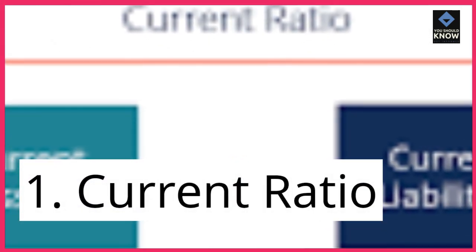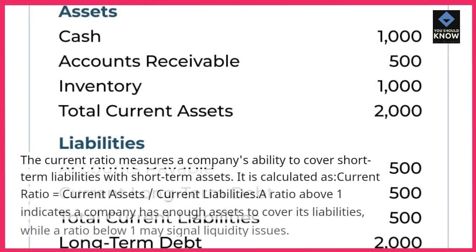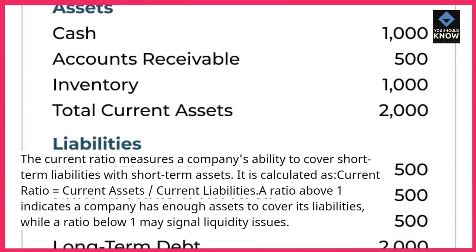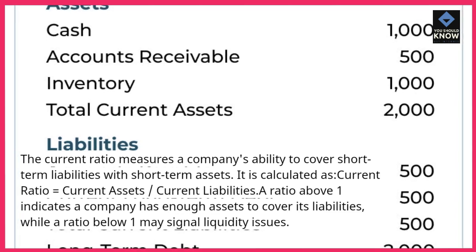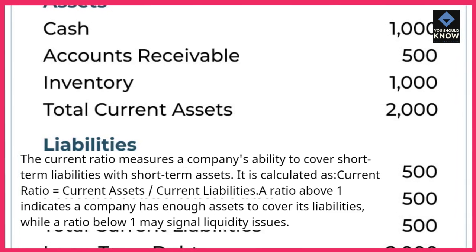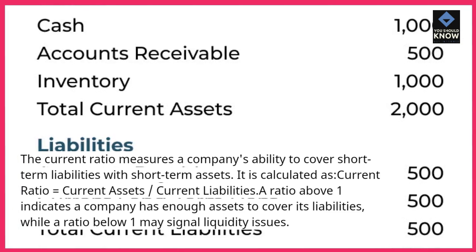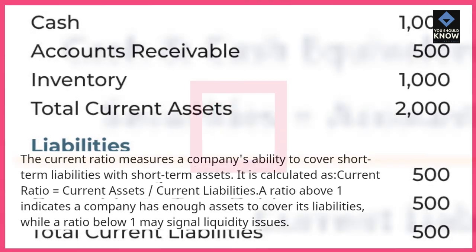1. Current ratio. The current ratio measures a company's ability to cover short-term liabilities with short-term assets. It is calculated as current ratio equals current assets divided by current liabilities. A ratio above 1 indicates a company has enough assets to cover its liabilities, while a ratio below 1 may signal liquidity issues.